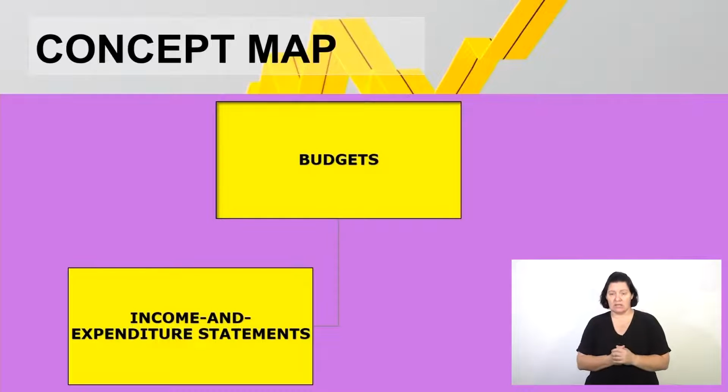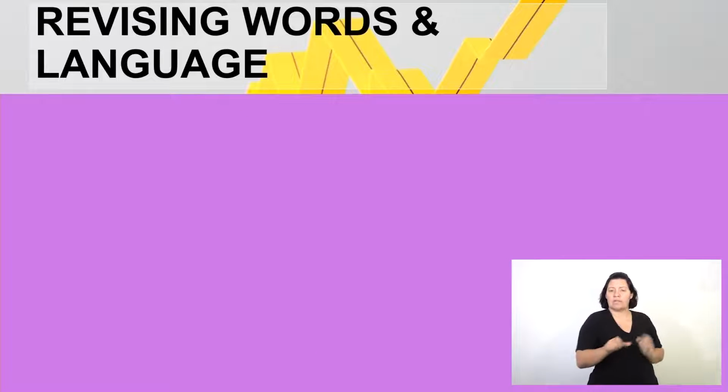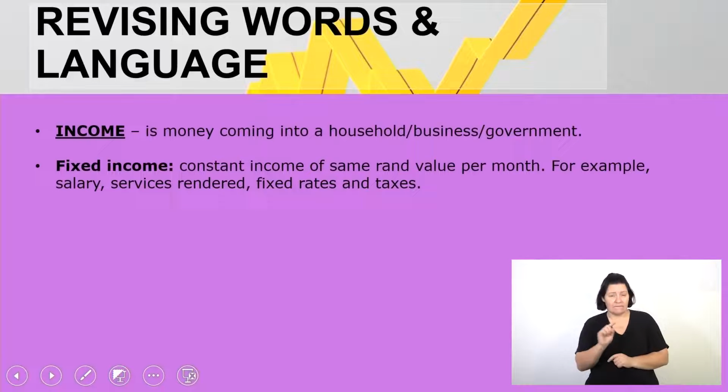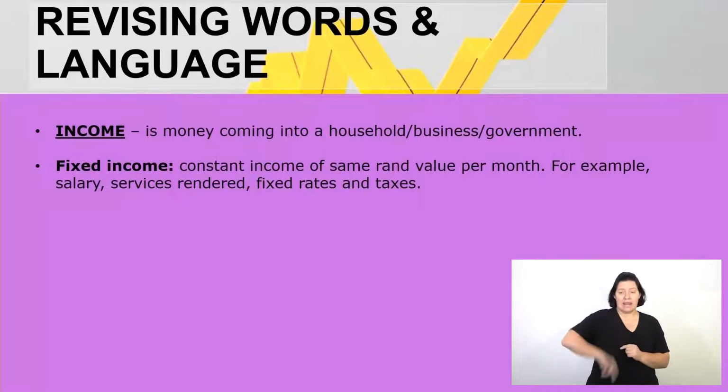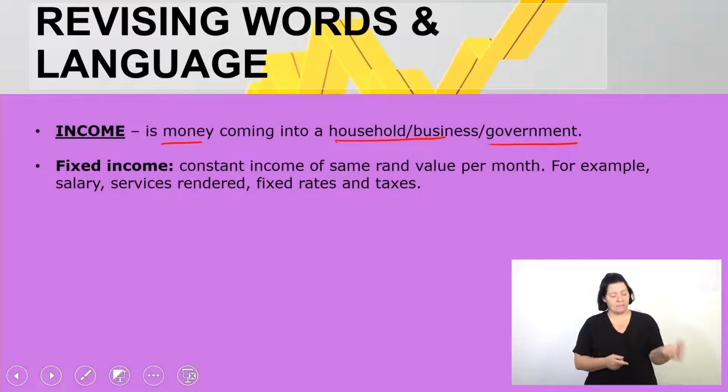Okay, so this is what will be expected in this lesson. We will look at budgets, and thereafter we'll also look at income and expenditure statements. Now let's move on to see what other language and important words you should know by now. So first of all, I indicated here that income is the money coming into a household, a business, or government. Then we have, first of all, a fixed income. That is your constant income of the same rand value per month. For example, your salary, a service rendered, fixed rate, and taxes.